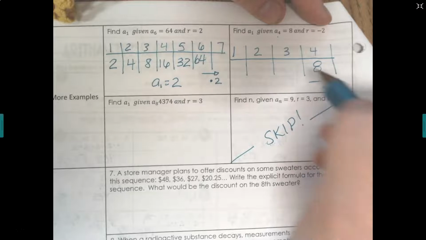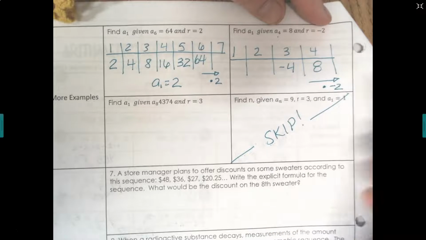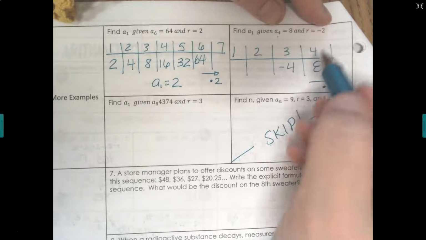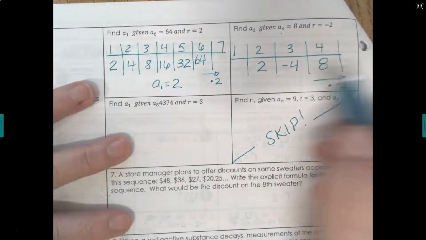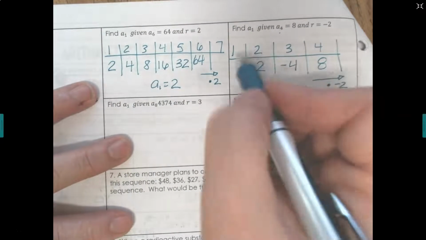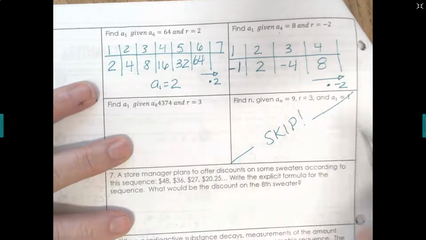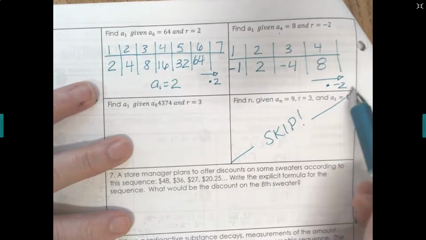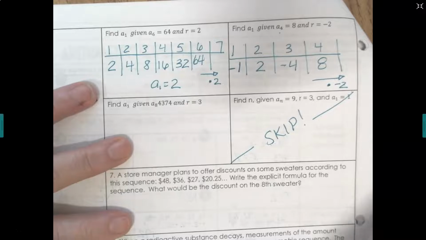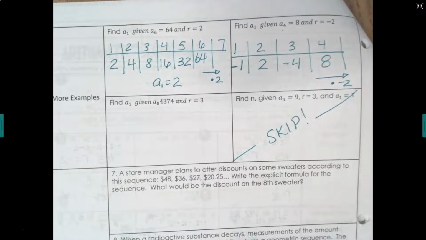So 8 divided by -2 is -4. -4 divided by -2 is just +2, because negative, negative. Okay. -2 divided by -2 is -1. Notice the alternating signs: negative, positive, negative, positive. It's because our common ratio was a negative number.